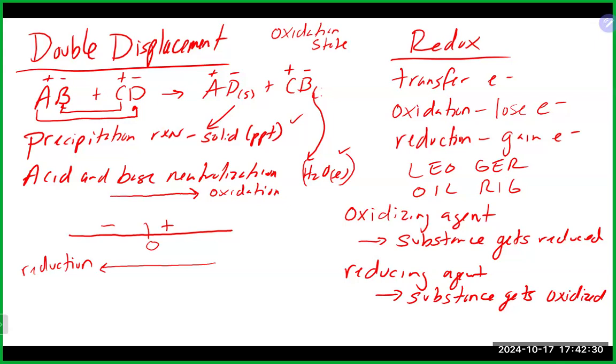Now, when you're asked what is being oxidized, what is being reduced, and what is the oxidizing agent or the reducing agent, those are different questions. Also, all four of those things, if you need to identify them, are always found on the reactant side of the arrow. So on the left-hand side of the arrow is where you're going to find what's being oxidized, what's being reduced, your oxidizing agent, and your reducing agent.